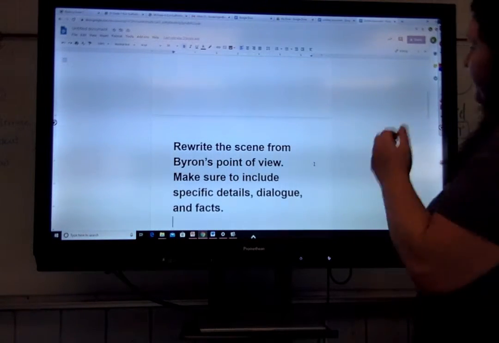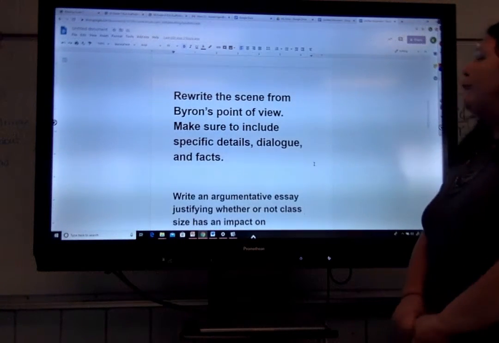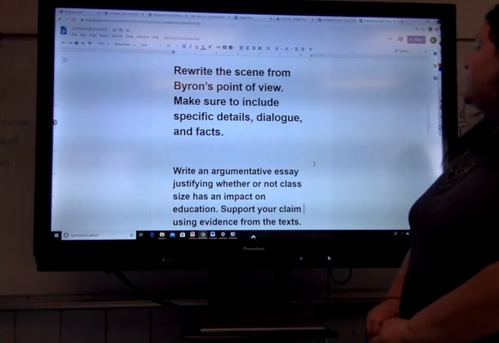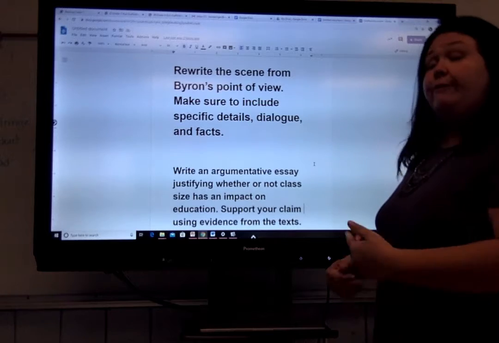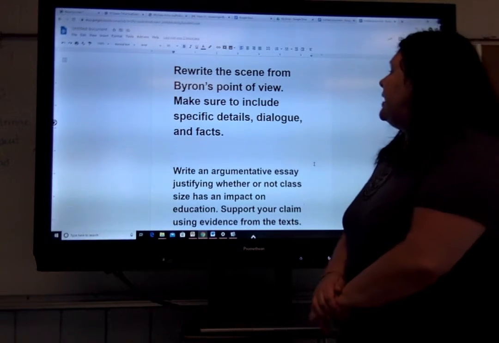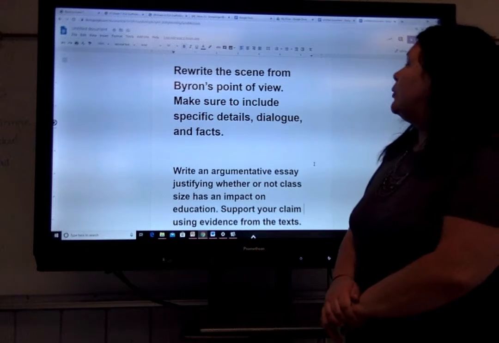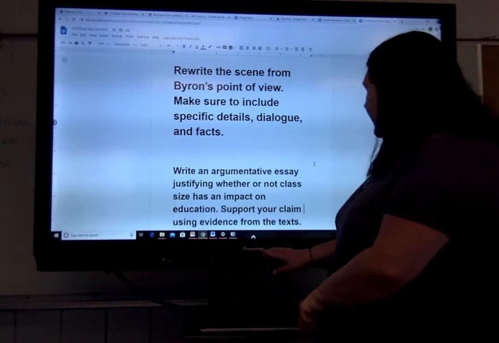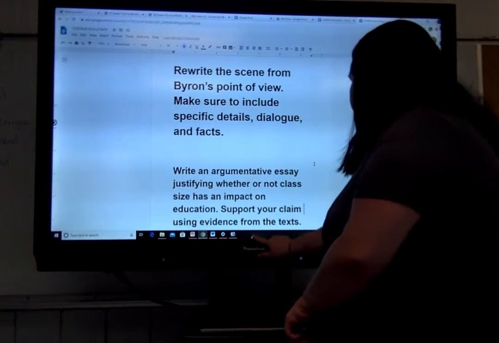All right, so let's look at this one. This is writing from a character's point of view. A lot of times you'll see that it asks you to write from a different point of view than what they've given you in the passage. This one says, rewrite the scene from Byron's point of view. Make sure to include specific details, dialogue, and facts. All right, so let's look at this.